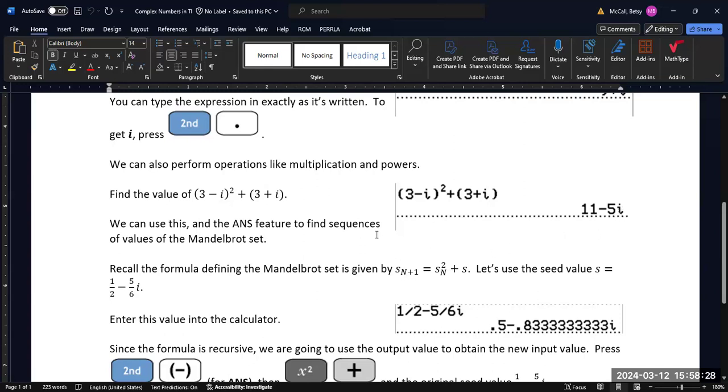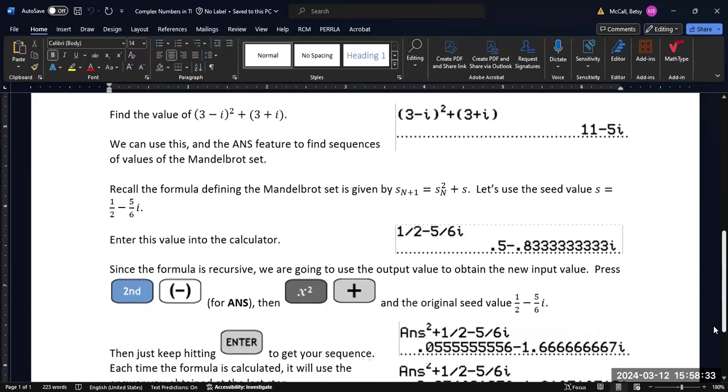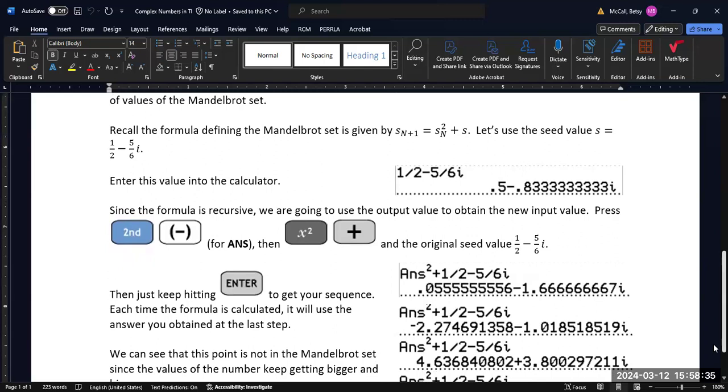Now, more complex operations can also be done. And so one application of doing complex numbers is with the Mandelbrot set. The formula for a given number in the Mandelbrot set is to take our starting value, our seed value, for our starting value for a particular step. We're going to square it and then add whatever our constant seed value is. That's going to get us the next term in the sequence. And then we repeat this process.